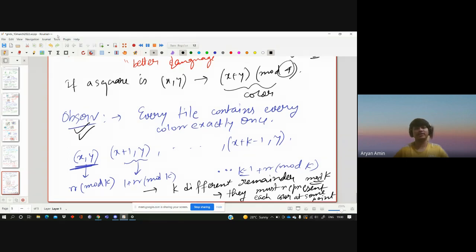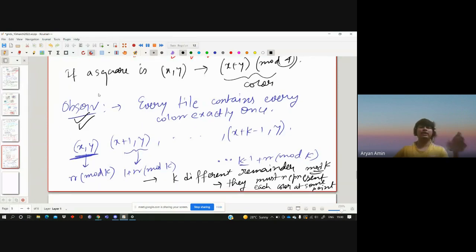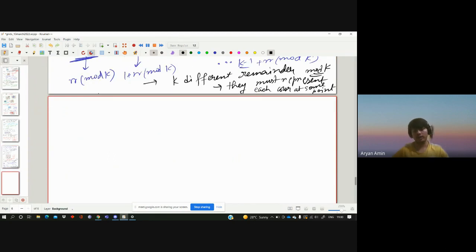Do people understand why this observation is true? I am claiming that every tile must contain each of the k colors exactly once. To see why, start at any tile. Suppose the tile starts at x comma y, and suppose it is horizontal. Then it covers x comma y, x plus 1 comma y, x plus 2 comma y. Let's do it for the k equals 4 case.